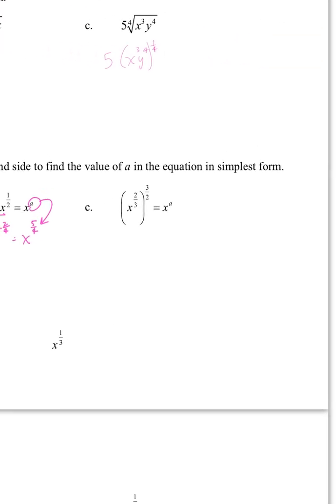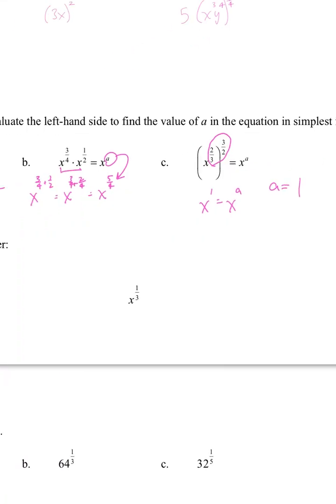And then here, when you have an exponent raised to another exponent, those get multiplied. 2/3 times 3/2 is 1. And since that equals x to the a, a is 1.